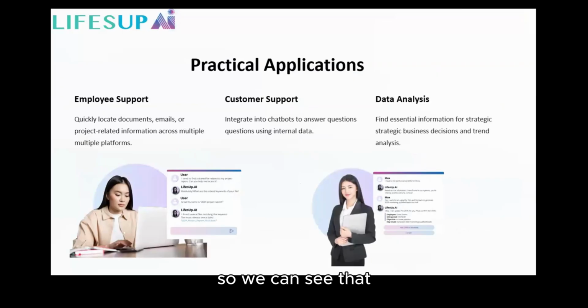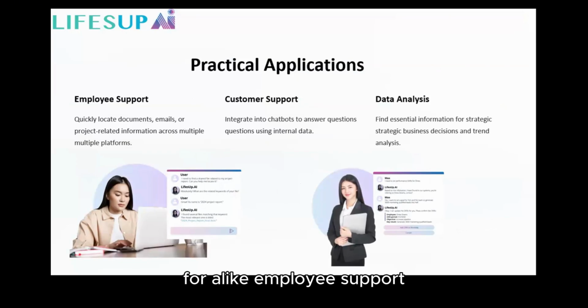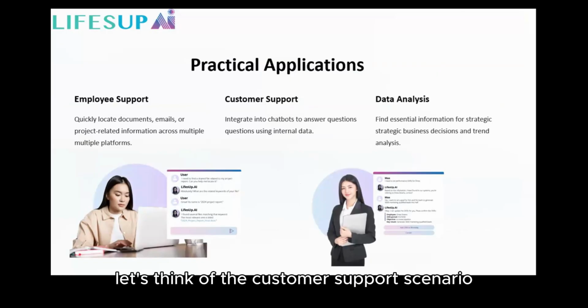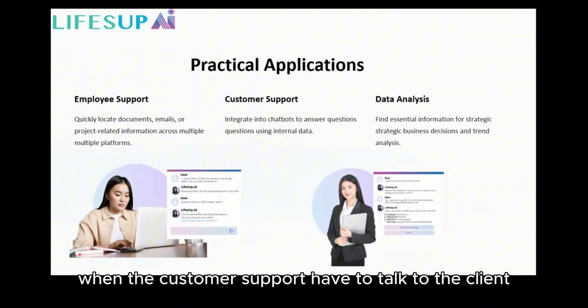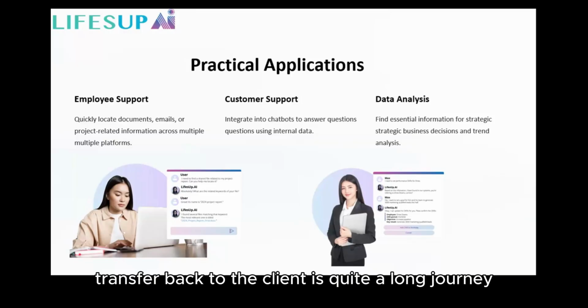We can see some examples of applying Enterprise Search AI for employee support, customer support, or data analysis. Let's think of the customer support scenario, when the customer support agent has to talk to the client, and the client asks for some information that he or she doesn't know. He or she will have to start searching through some information system of the company, for example searching through the web portal to find the documents. After finding those documents, they have to read through the table of contents to find the corresponding sections. Reading those sections, they have to understand and find the information they need, and from that, transfer it back to the client. It's quite a long journey.